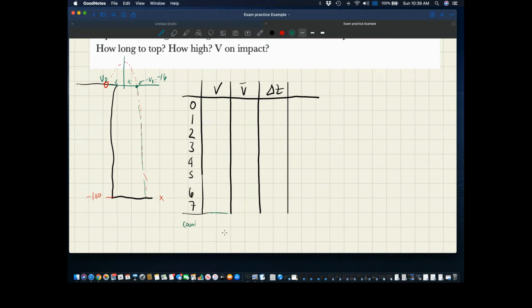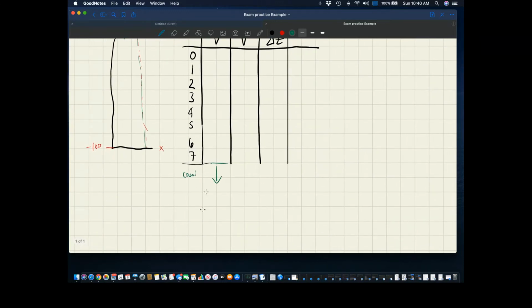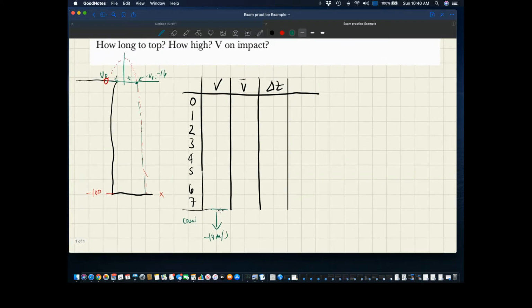This column is what we're doing: we're basically taking the velocity above it and subtracting 10 meters per second. So in the beginning, we are told that the initial velocity is positive 16. In determining that, we would subtract 10, which would give us 6. We would subtract 10, which would give us minus 4. Another 10 would be minus 14, minus 24, minus 34, minus 44, minus 54.